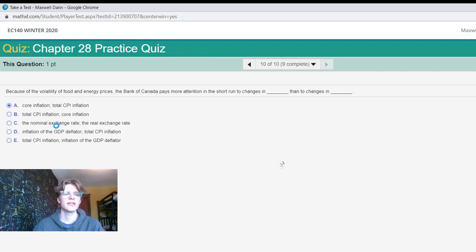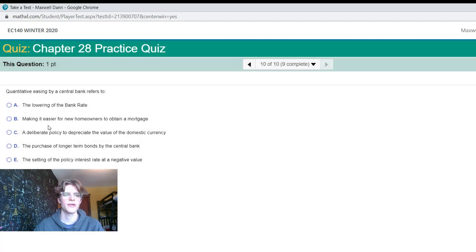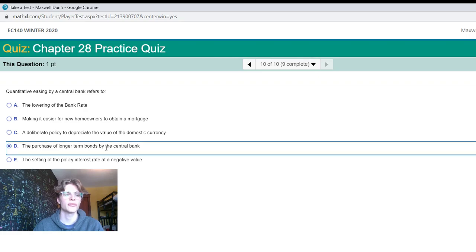And last question. Quantitative easing by a central bank refers to... this is a David Johnson question, and it's a little confusing because it's not the lowering of the bank rate, but it would be the lowering of the interest rate, and how they do that would be increasing the money supply. So the purchase of long-term bonds would put money into the economy.